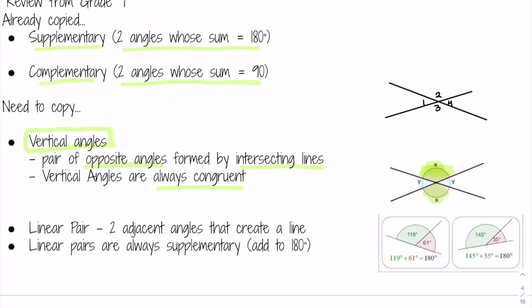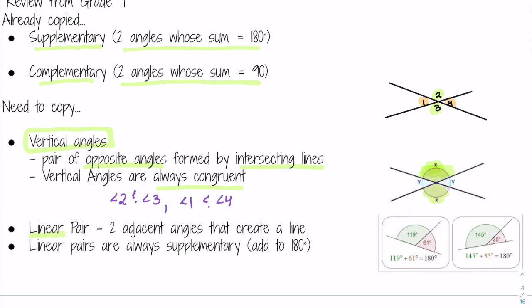So in the picture with the angles numbered, 2 and 3 would be vertical angles. And we also have another pair of vertical angles, angle 1 and angle 4. So angle 1, whatever its measure is, angle 4 would have to be exactly the same. Whatever angle 2 is, angle 3's measure has to be exactly the same.